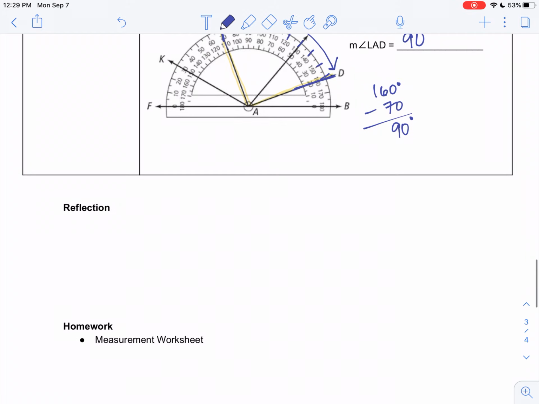Please take a moment to write your reflection, so that might be a quick little summary of the answer to our essential question: how do I appropriately measure line segments as well as angles?